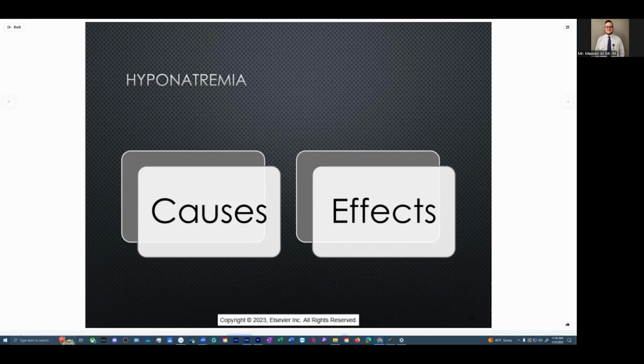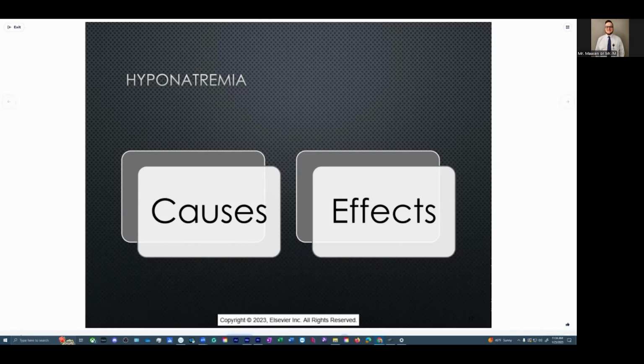A rare case for hyponatremia is excessive fluid intake, known as water toxicity. Very rare and hard to do. It's very hard for you to drink so much water that you would cause toxicity to your body and hyponatremia. We love water. We need water. So it's very rare that you can drink too much water and give yourself hyponatremia.